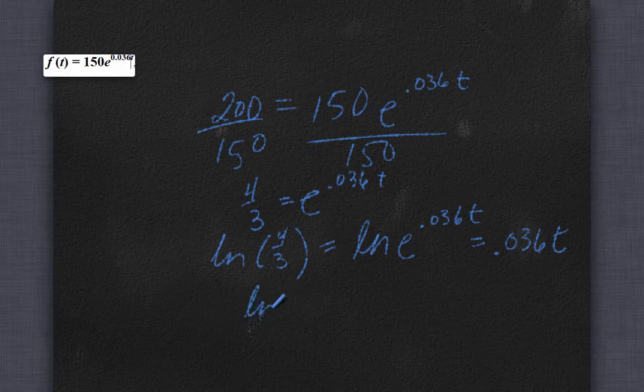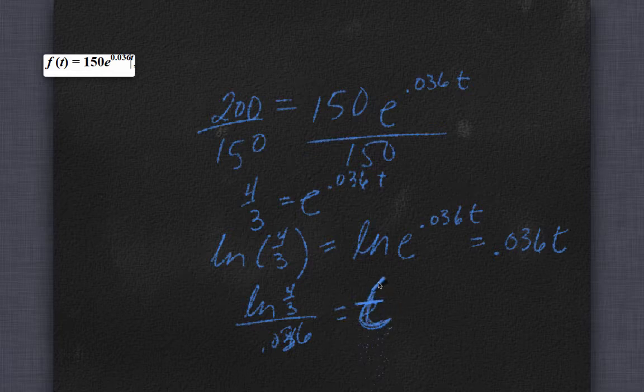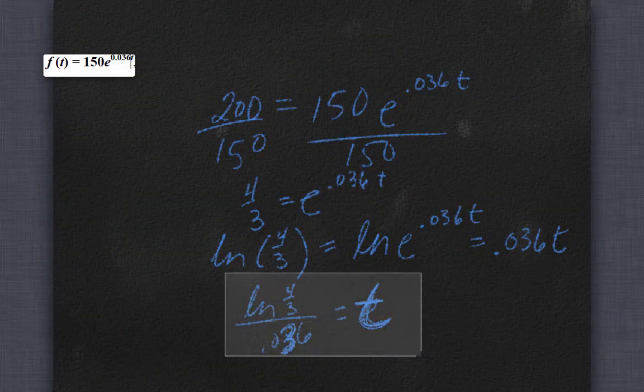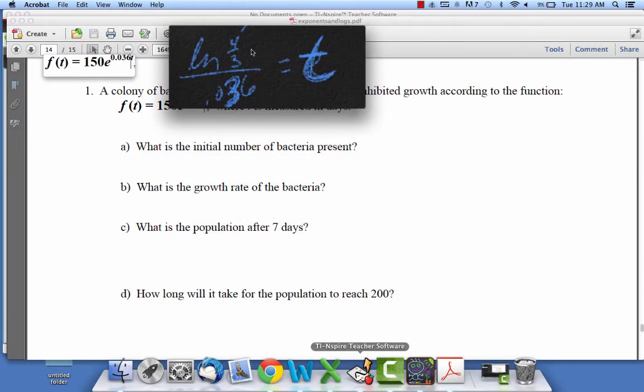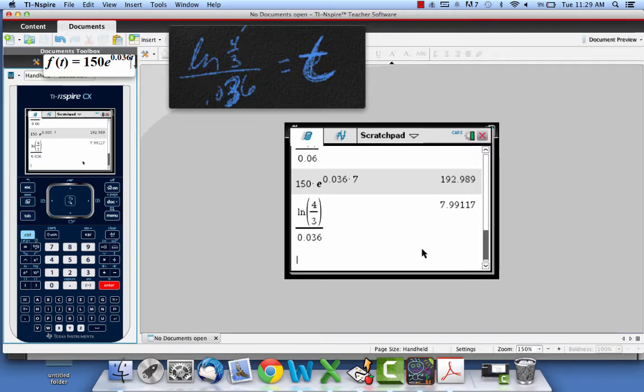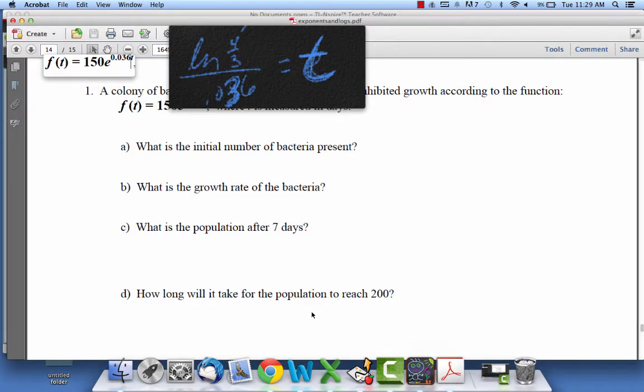So dividing by 0.036, oops, I'm writing all kinds of crazy stuff. Okay. So natural log 4/3 divided by 0.036. I have to make sure to get out of that parentheses or it'll take the log of that part as well. So 8 days, because remember that we're in days right now. So 8 days.